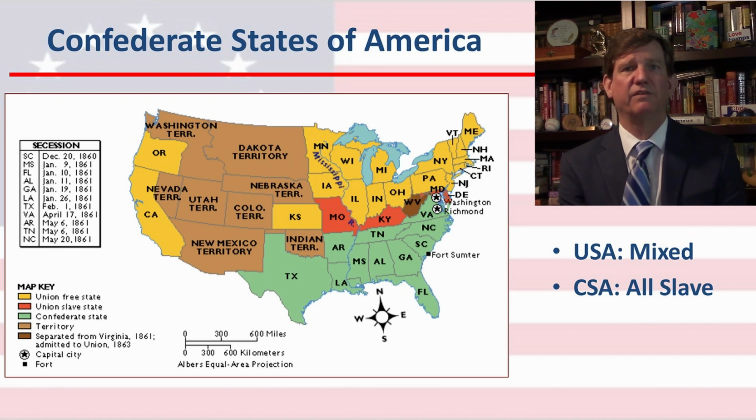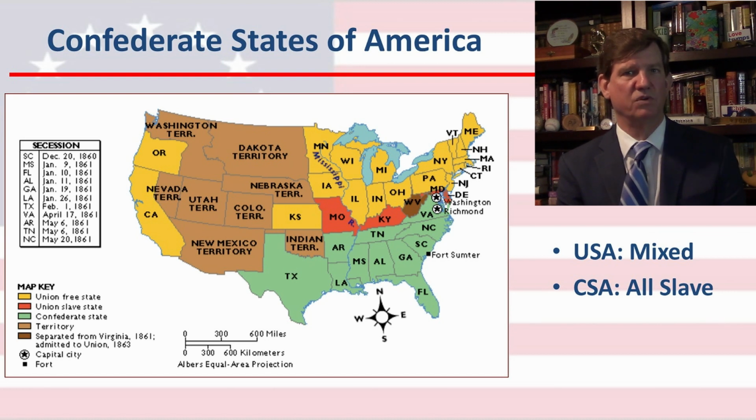The country split in two. Generally speaking, it's a North and a South. You can look at the map. The United States of America were in the north of the continent. The Confederate States of America were in the south of the continent, north versus south.